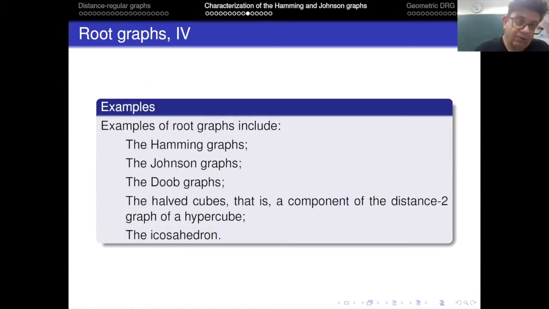Okay, we have quite a few examples of root graphs. So we have the Hamming graphs, the Johnson graphs, the Hoffman-Singleton graphs, the half cubes. What are the half cubes? You take the distance 2 graph of a hypercube, and this has 2 components because the hypercube is bipartite. And you take one of the 2 components. That is a distance-regular graph, and we call that graph the half cube. And the icosahedron, and also the Gosset graph, and so forth.